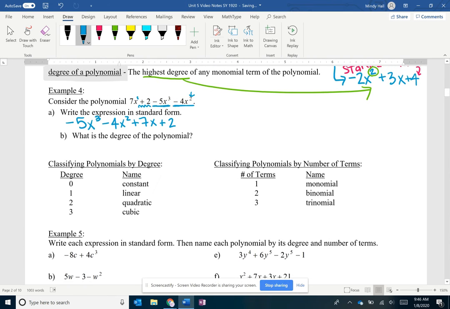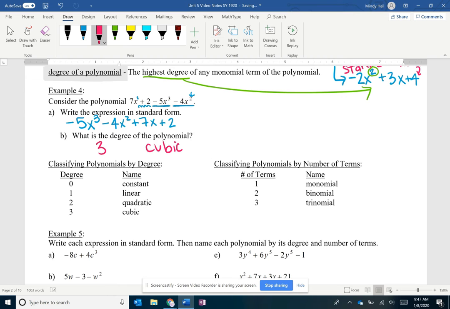So we want to know what is the degree of the polynomial. Remember, the degree is your highest exponent. So that would be related to this 3 up in here. But since our highest exponent is a 3, we know that classifying by the degree, this would be a cubic polynomial. So the degree of the polynomial is 3, which makes it a cubic polynomial.